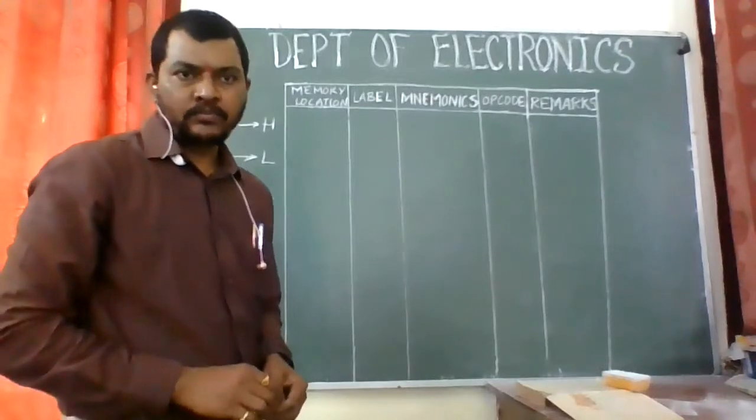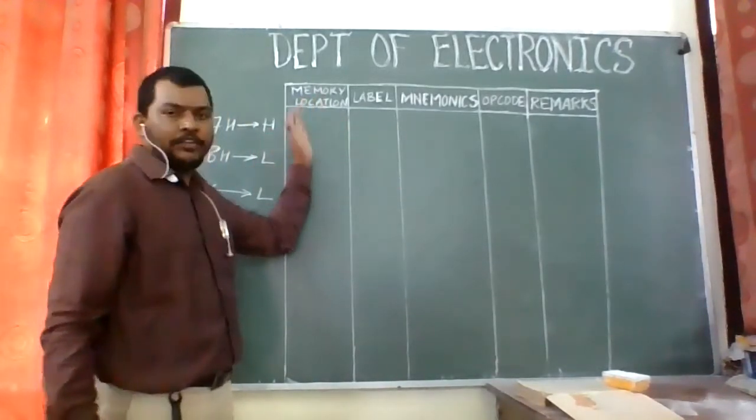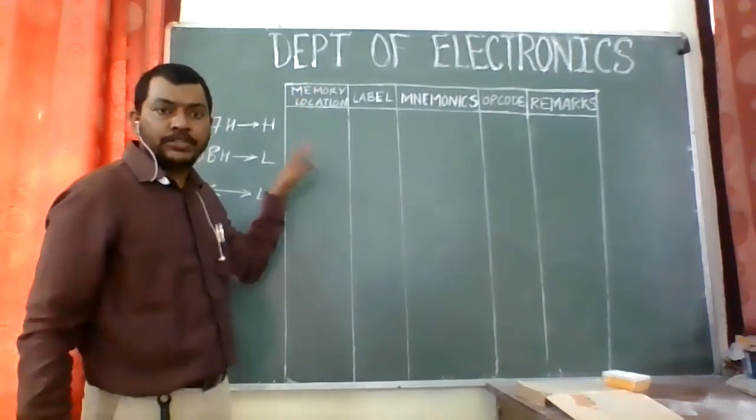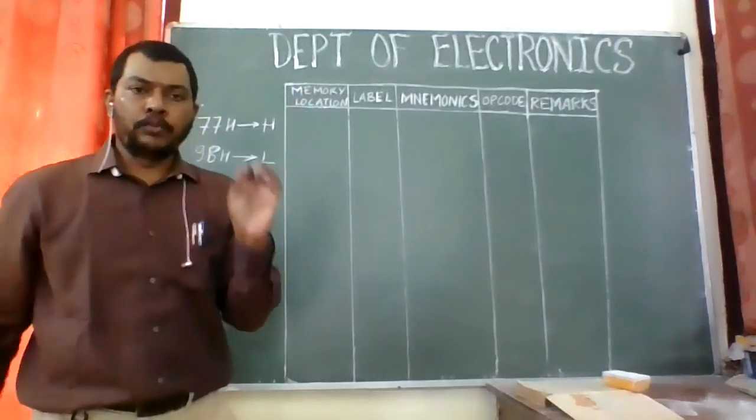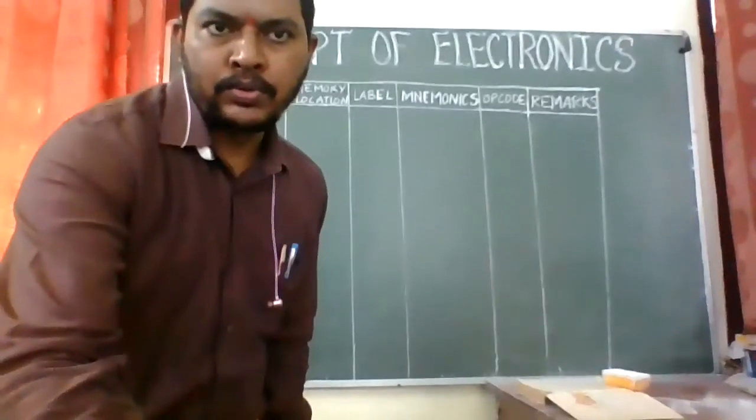So we need this type of pro forma where we have 5 columns, and in the first column we write the memory location where we start the program. The second column is for... Hello, am I audible now? Actually, we are having a network issue again.